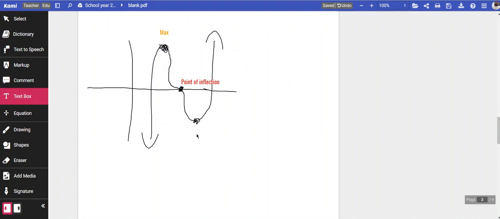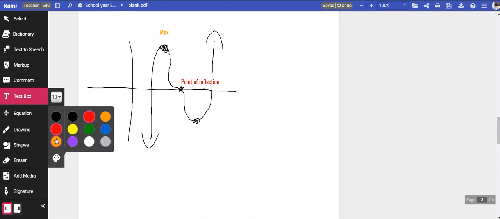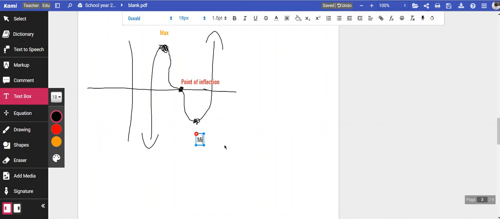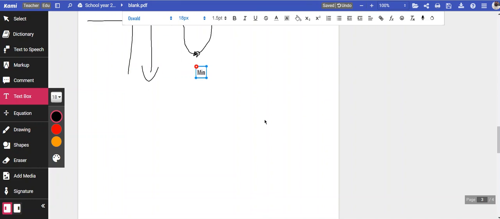And then this third spot right here, this guy is what we call a minimum value. In this case, this would be your min. And it would be known as a relative minimum point because this arrow means it goes down, it goes on forever.